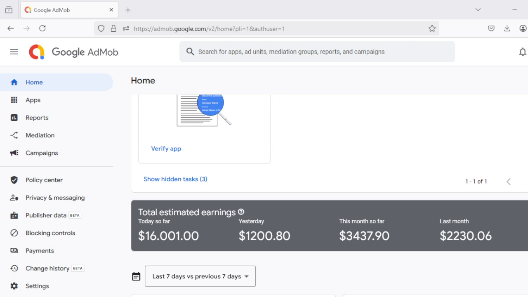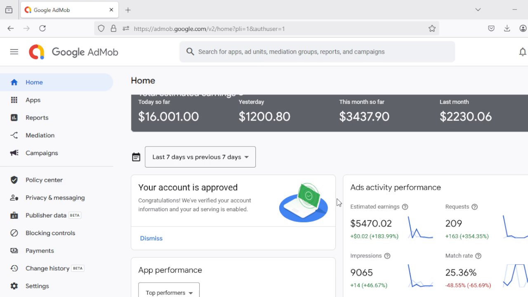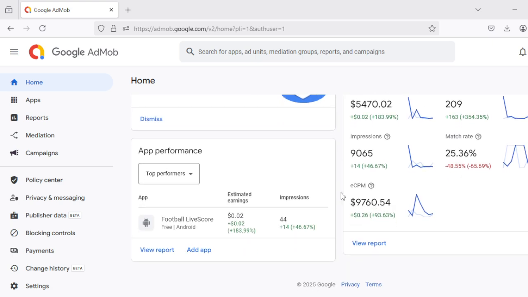So what you are watching here is my AdMob earnings. Okay, so I have a game which I have published. So you guys should please pay close attention. So these are my games.